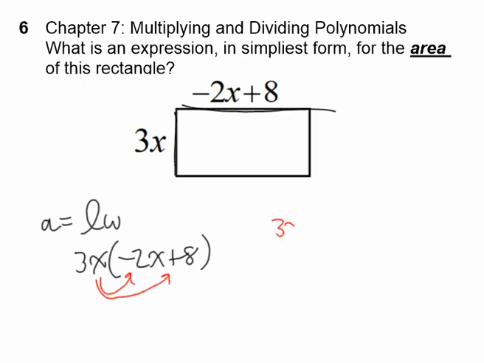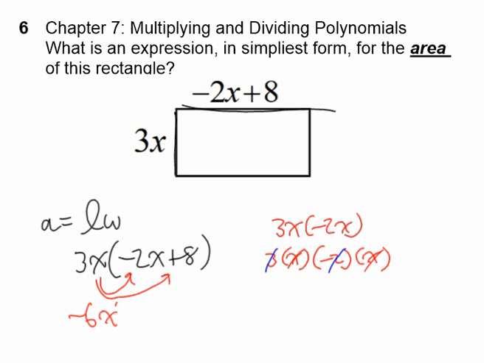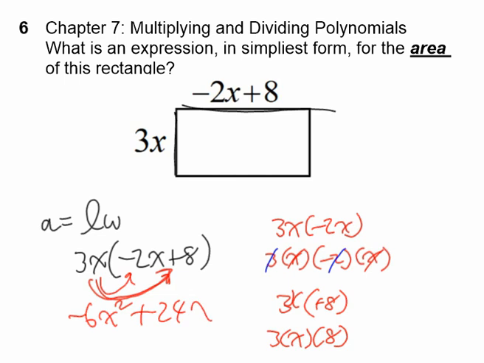If we think about 3x multiplied by negative 2x, when we multiply those two monomials together, it's 3 times x, which is 3x, multiplied by negative 2 times x. The order in which you multiply those terms doesn't matter. So I'm going to do 3 times negative 2 first to get negative 6. And x times x is going to be x squared. So 3x times negative 2x is negative 6x squared. And then the next part of my distributive property is 3x multiplied by positive 8, or 3 times x times 8, which will be a positive 24x.